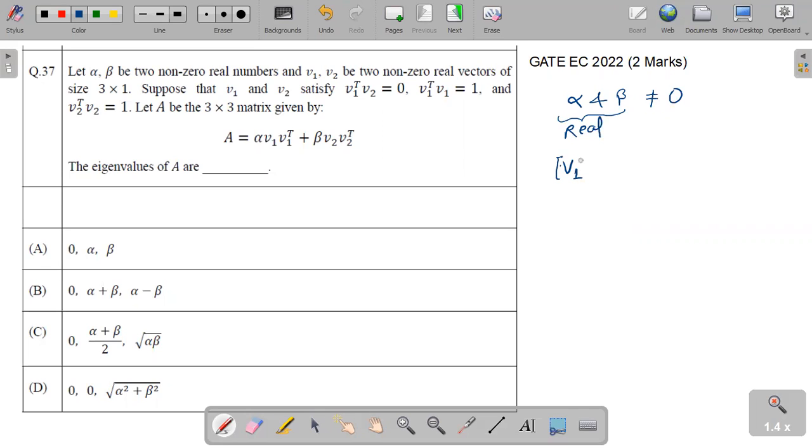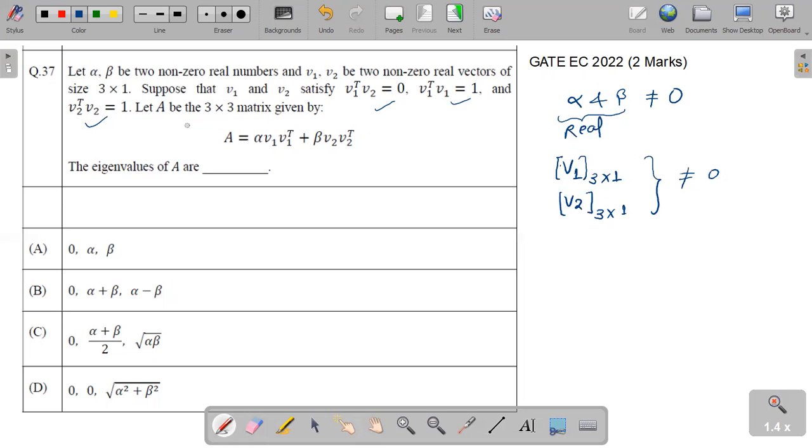So b1 is a 3 cross 1 vector and b2 is also a vector whose size is 3 cross 1. So these are the vectors and these two vectors are also non-zero, right? Now suppose that b1 and b2 satisfy these conditions. These are the three conditions that b1 and b2 are satisfying.